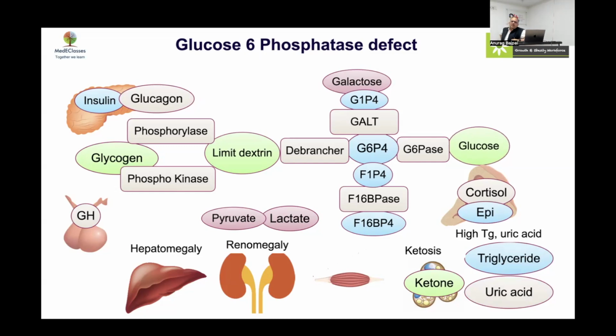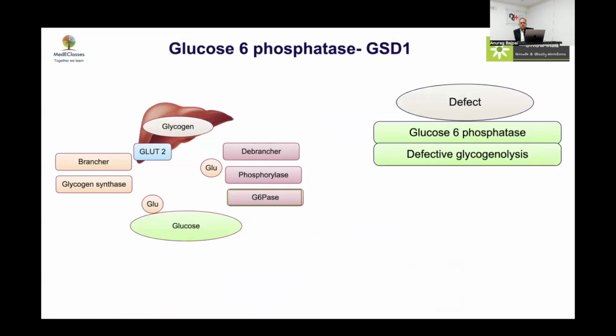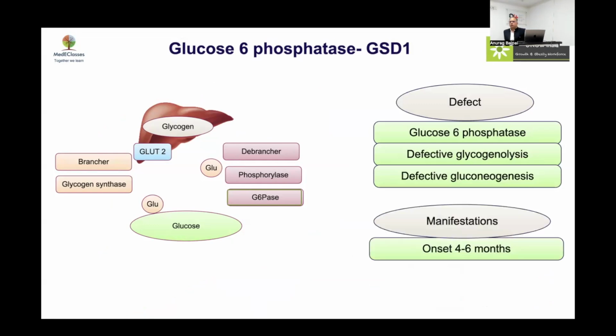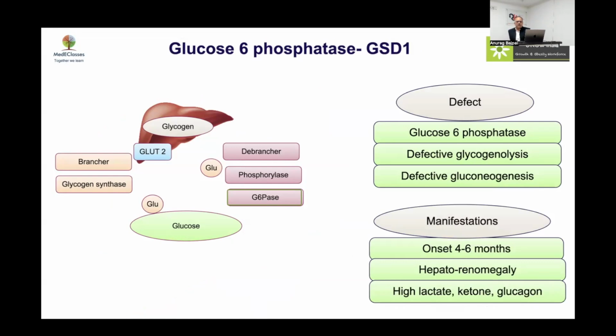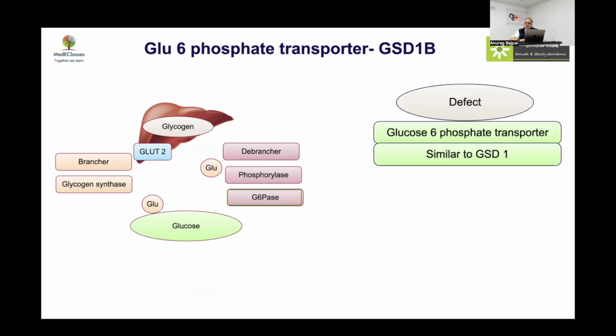Glucose level will not increase after giving glucagon. You will in fact have a paradoxical rise in lactate which will happen with glucagon injection. GSD basically is two types, GSD1, which is basically a defect in glucose 6 phosphatase with defective glycogenolysis, defective gluconeogenesis, presenting onset is 4 to 6 months with hepatorenal involvement, high lactate, ketone and glucagon. GSD 1B is actually a problem in the glucose 6 phosphatase transporter. So the enzyme is not defective, the transporter is defective. And in this scenario, the problem is similar to GSD1 with the exception of leukocyte dysfunction.